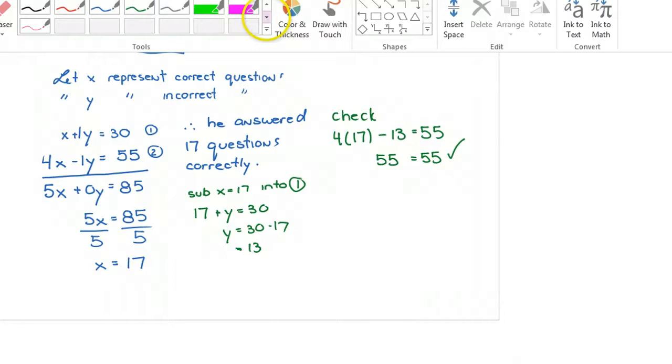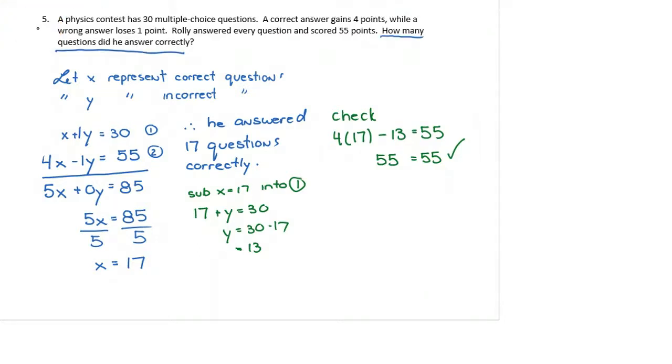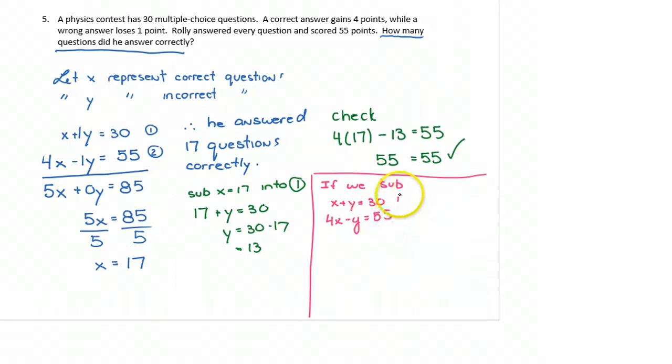Just as a little exercise to make sure we're aware of this, let's do a little side thing here. We could have done this question with substitution. If we use substitution, we have x plus y equals 30, and we have 4x minus y equals 55. I'm probably going to take equation 1 and isolate y. So y is equal to 30 minus x. We're going to call that star. We're going to sub star into 2.